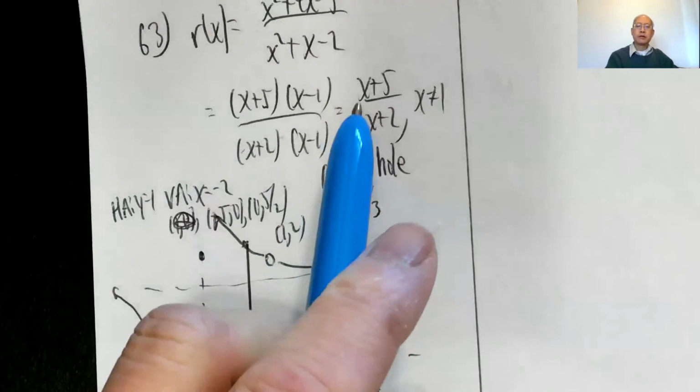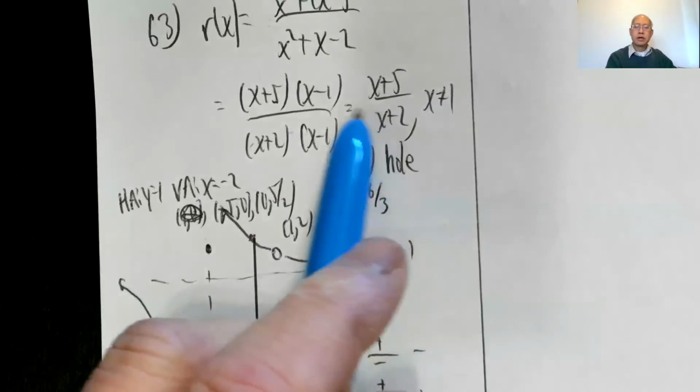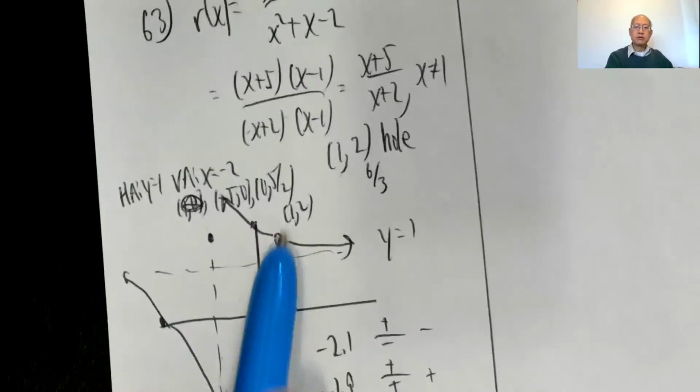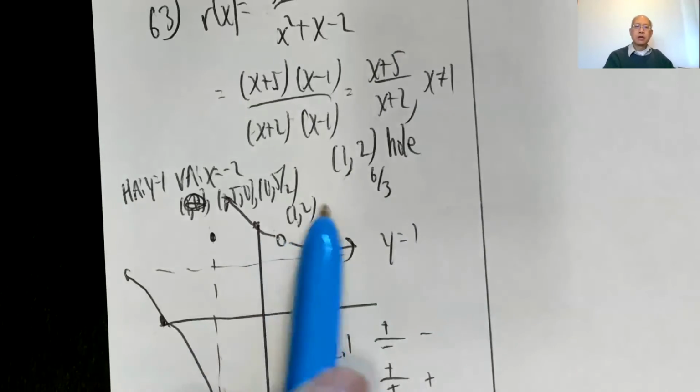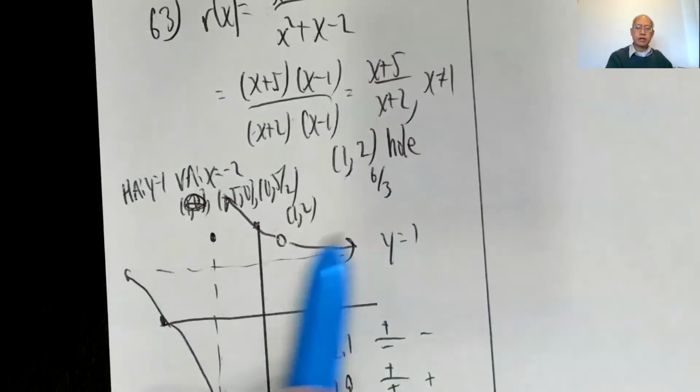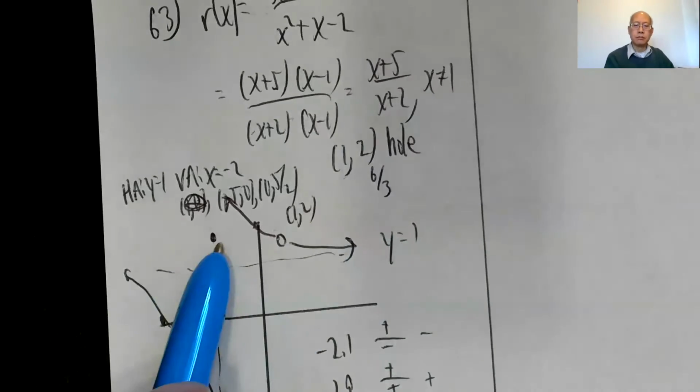Intercepts. Plug in 0, you get 5 over 2. Set the numerator equal to 0, x is negative 5. So (-5, 0), (0, 5/2). Take the leading coefficients. x divided by x is 1. So y equals 1 is a horizontal asymptote.